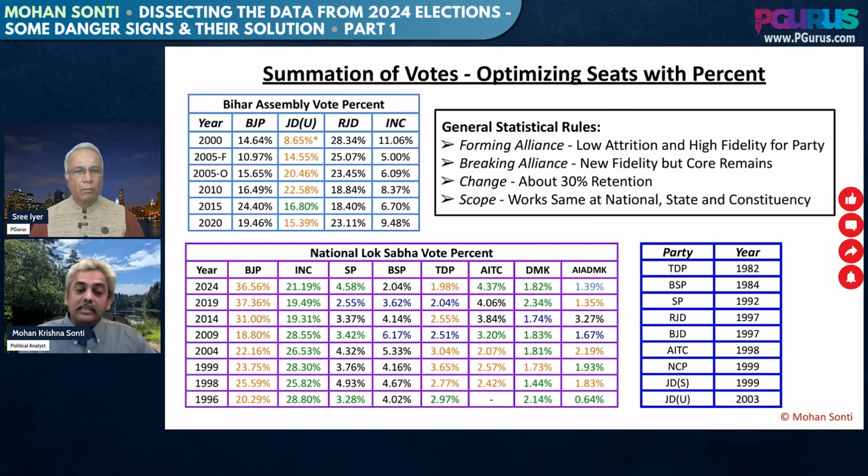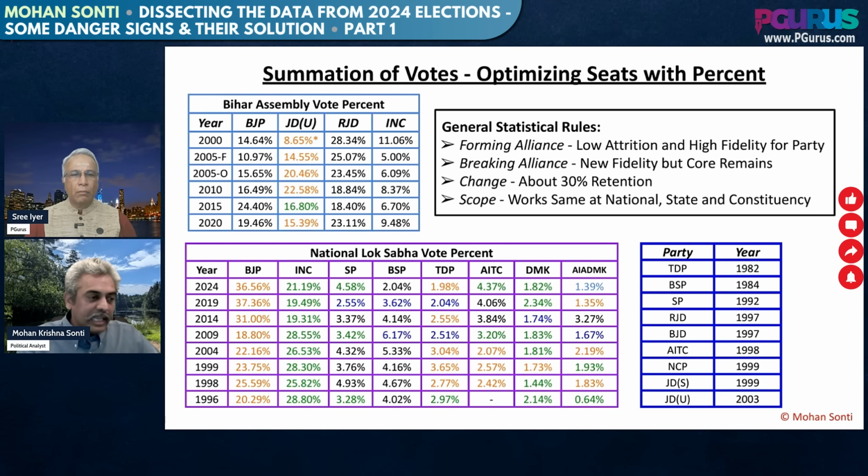But the core remains. So this 20% core, no matter what they do, 2014, 2019, they had it in 2024, they're still not winning. It doesn't matter. That fidelity remains. Same goes with every other party. The shifts are going to be very, very minimal anywhere in forming alliances. Breaking alliances, a new kingdom is formed. So a new king is going to take a chunk away. That is how these alliances work.